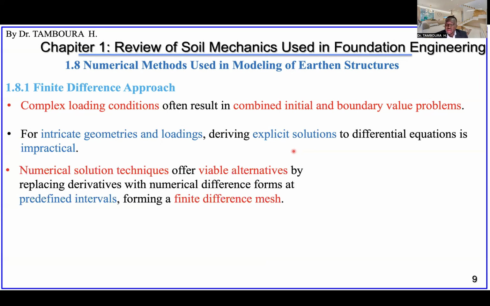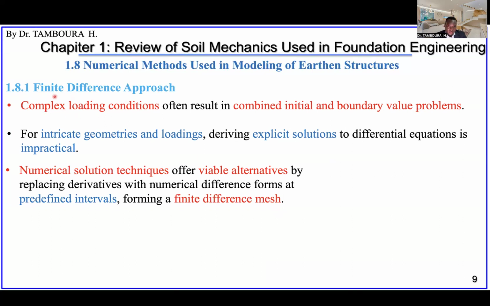Numerical solution techniques offer a viable alternative. In that case, when the geometry and the loading condition are complex, using numerical solution is better, okay? By replacing derivatives with numerical difference forms at predefined interval by interval, forming finite difference mesh, or finite difference method, or finite difference approach. Okay, this is the title of this part.